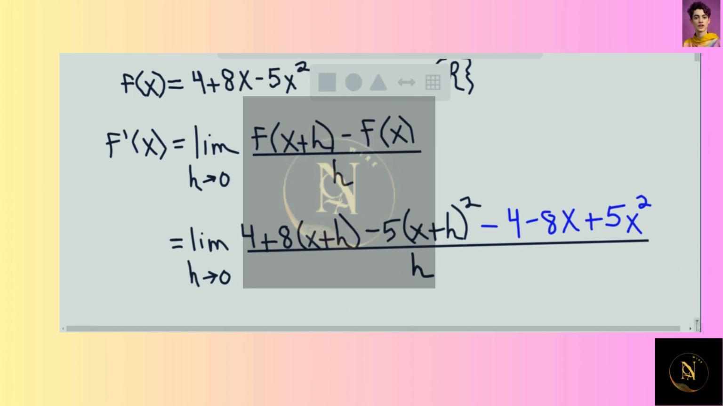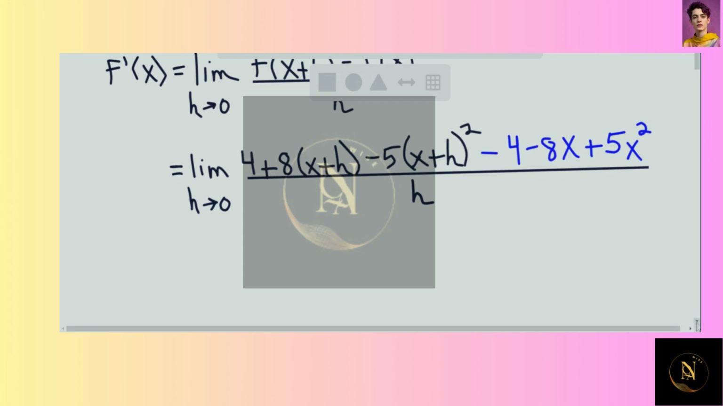Continuing, simplifying this with a little bit of algebra, this 8 is going to be multiplying the x plus h, so we'll distribute it: 8x plus 8h. X plus h squared has to be x plus h multiplying itself because it's being raised to the second power. So we'll use FOIL to do x plus h times x plus h.